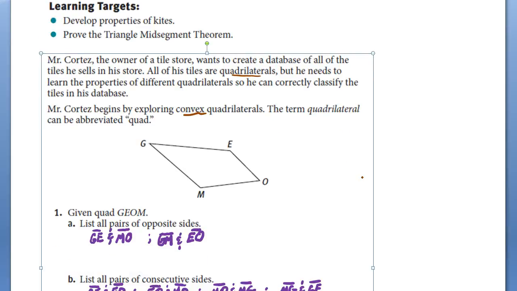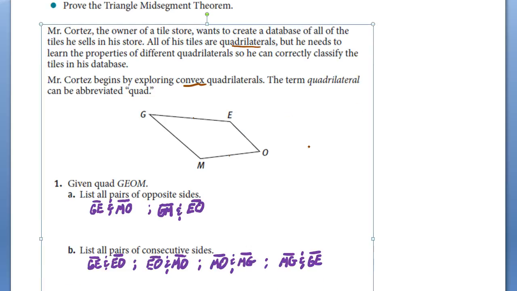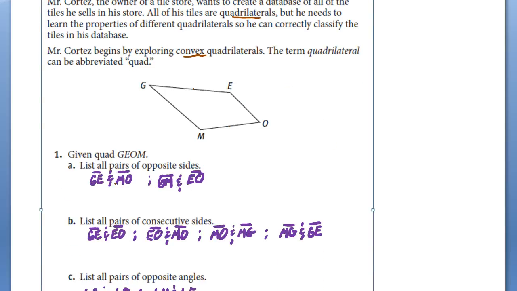So here we have a sample convex quadrilateral, and question A says list all pairs of opposite sides. So that would be segment GE and segment MO. Those are opposite from each other, and GM and EO are opposite from each other. Question B, list pairs of consecutive sides. So GE and EO, EO and MO, MO and MG, and MG and GE.